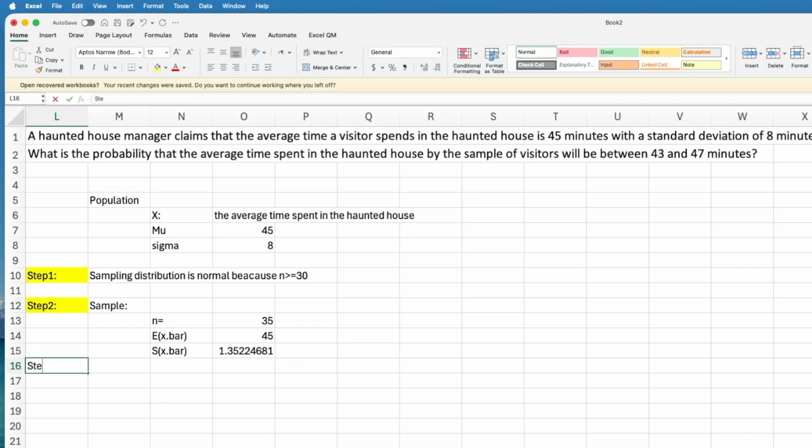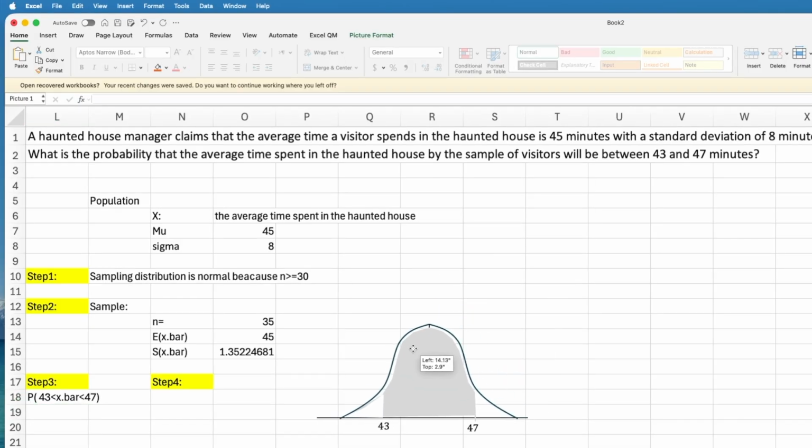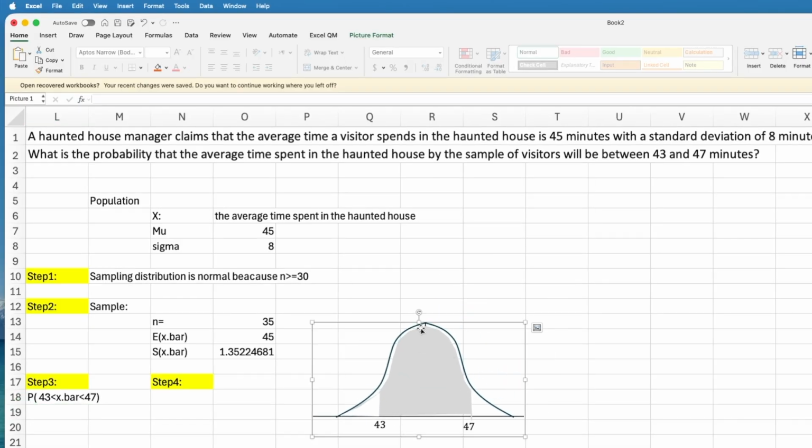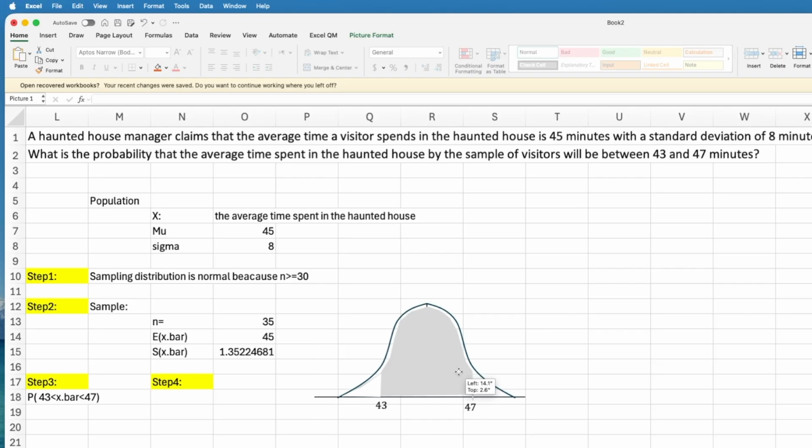Step 3, formulate the probability, and step 4, calculate the probability. So I'm going to highlight these cells. Step 3, formulate the probability. What is the probability that x bar is between 43 and 47? So basically we are looking at this area. We have a normal distribution for sampling distribution, average is 45, and we are looking at this gray shaded area.